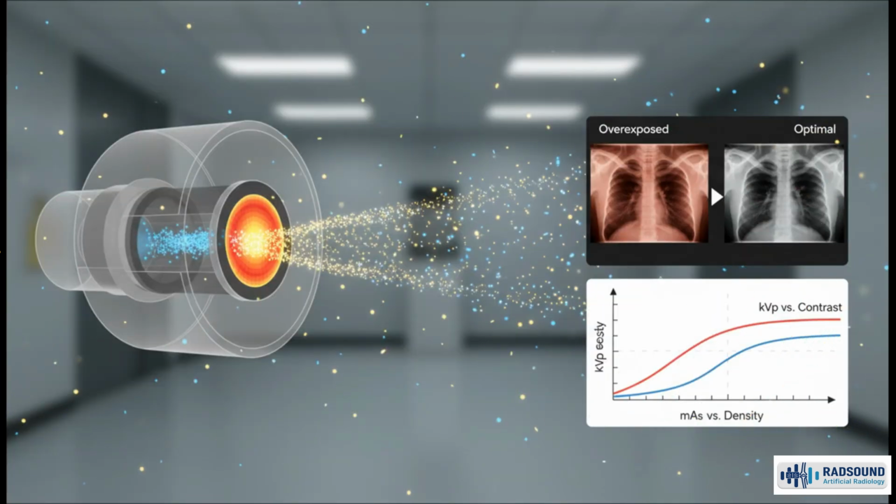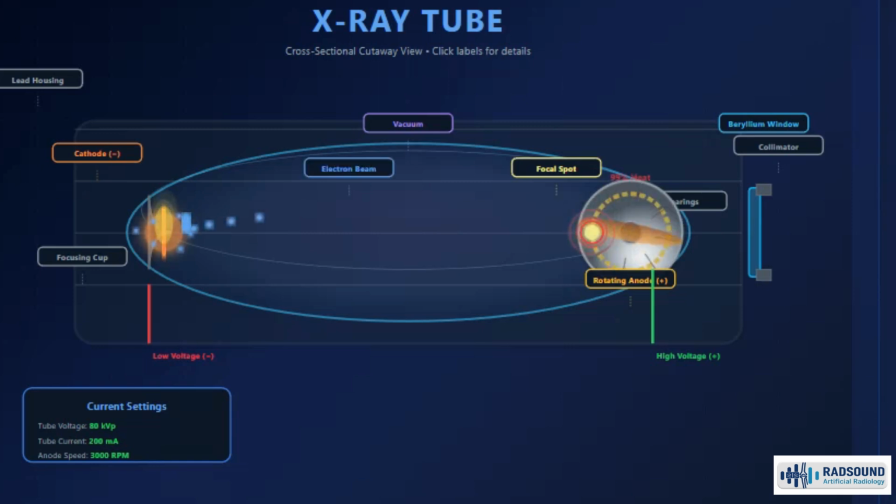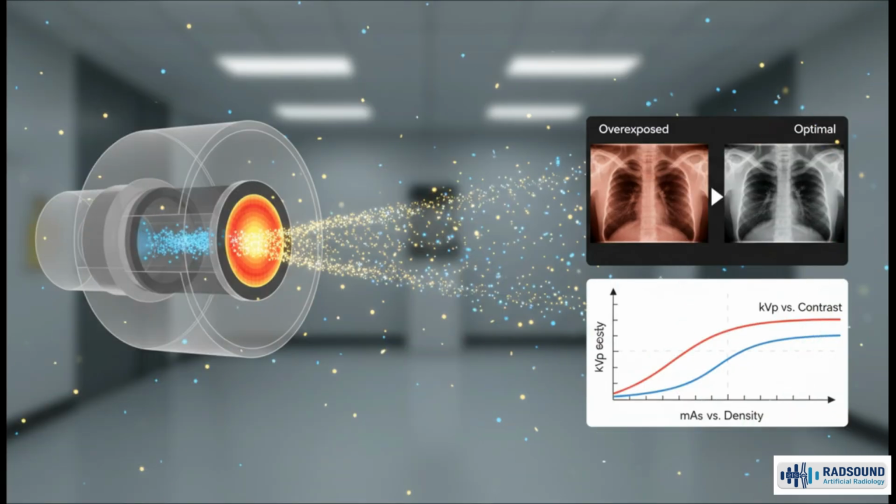So let's just dive right in with a scenario that every resident has faced, right? You get a chest X-ray, it's blown out, it's blurry. What do you do? Is it the patient? Is it the machine? Figuring that out is exactly what we're here to do. By the end of this, you'll know exactly what went wrong and how to fix it.